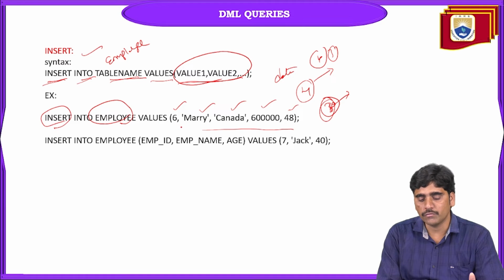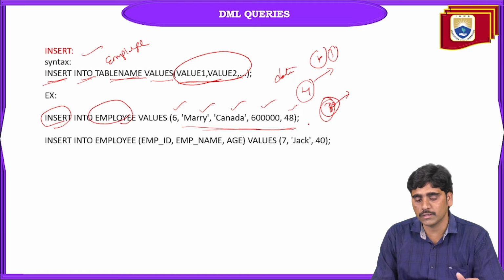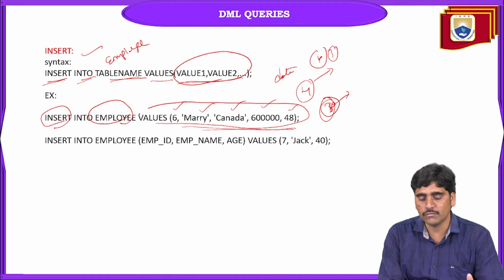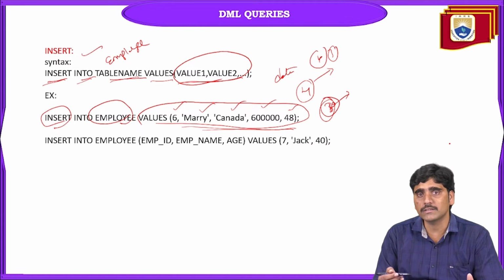Values of, what values you are going to enter for the columns. So for the employee ID you are entering 6, employee name Mary, employee city Canada, employee salary 6 lakh, and employee age 48. So that is the way you can insert the values. If you want to insert multiple values at the same time, you can indicate a comma. You can indicate a comma to enter continuous values.